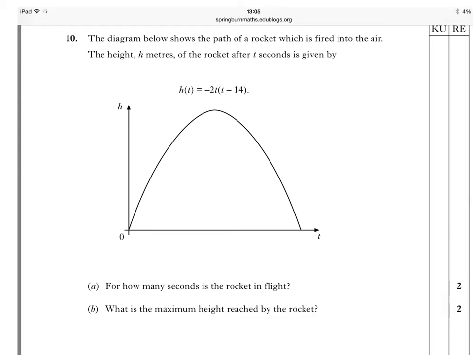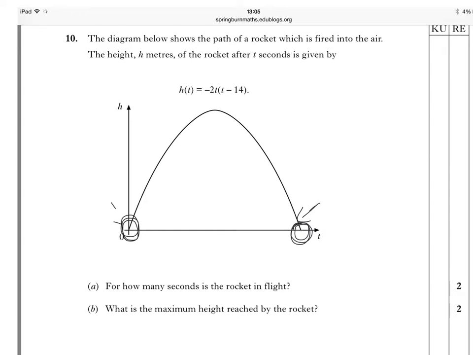Well, we can see that the rocket takes off from this point and lands back on the ground at this point here. So how we would interpret the question is, the rocket is in flight from this point to this point. If we can calculate the roots here, and it's looking like the root here is definitely 0, if we can calculate this root over here, we should be able to answer this question, and it's pretty straightforward.